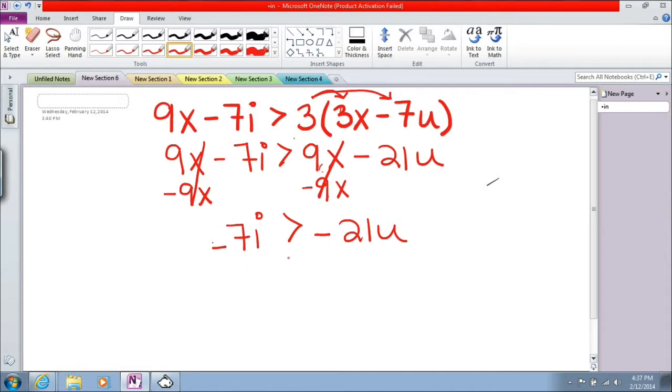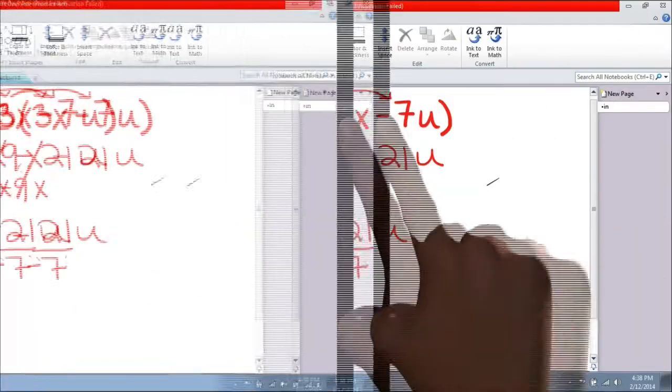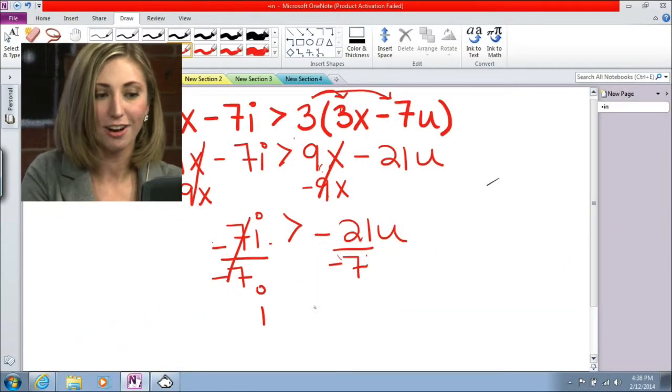The last thing that we want to do to simplify is we're going to divide both sides by negative 7, because negative 7 goes into both. Oh, not 71, sorry. So if we divide the left side by negative 7, negative 7 divided by negative 7 is 1, so we can just say we've got i on there.